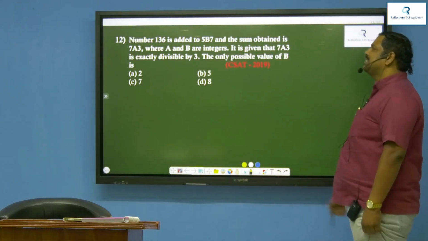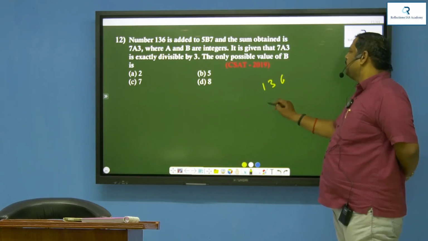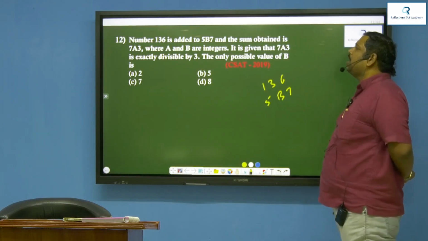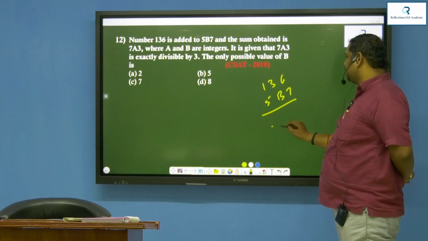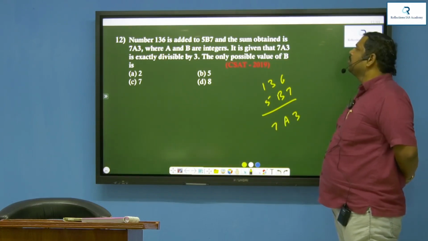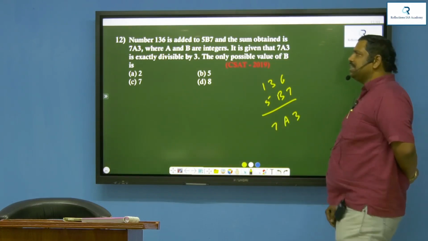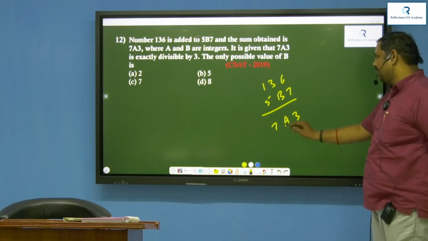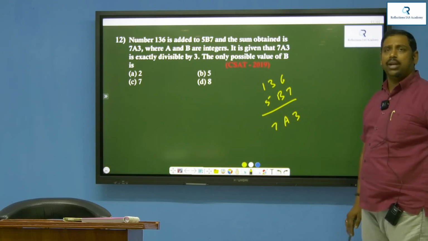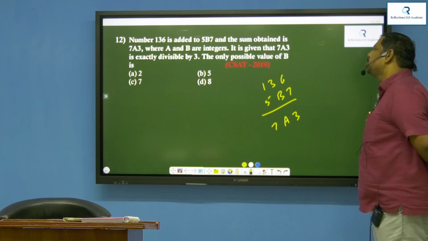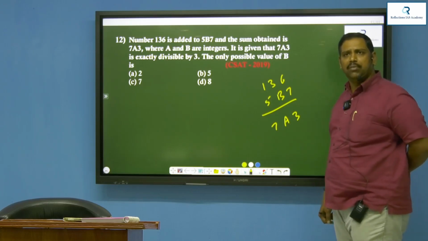Number 136 is added to 5B7. The sum obtained is 7A3. It is given that 7A3 is exactly divisible by 3. Okay. It is divisible by 3. The only possible value of B is. The only possible value of B is.